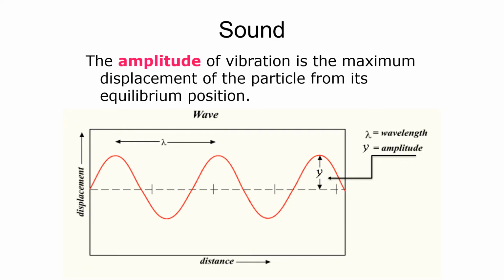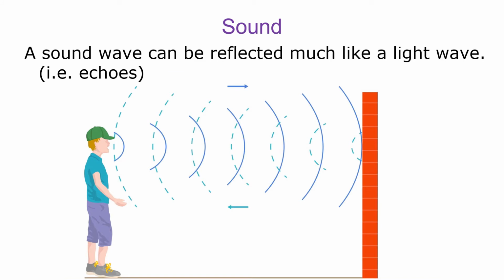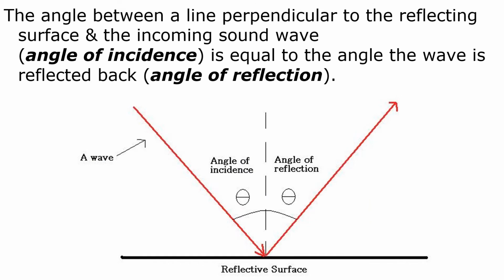The amplitude of vibration is the maximum displacement of the particle from its equilibrium position. A sound wave can be reflected much like a light wave, what we might think of as echoes. When a sound wave reflects off of a surface, the angle at which it strikes the surface is equal to the angle at which it leaves the surface.